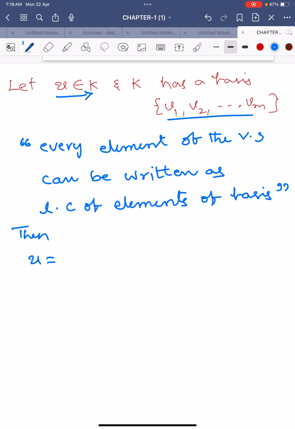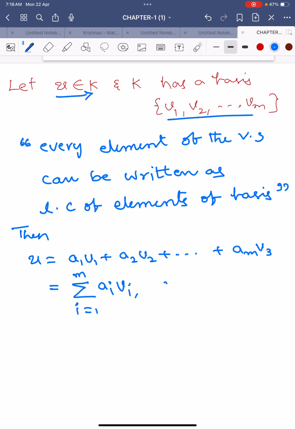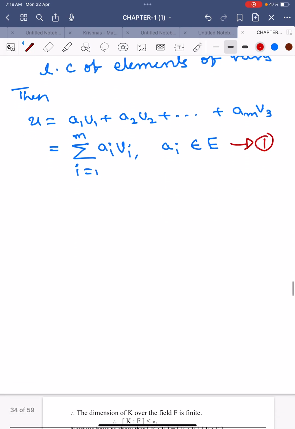So I write like this: there exist scalars a1, a2, and so on am such that u equals a1 v1 plus a2 v2 plus and so on plus am vm, which is equal to summation over i equals 1 to m of ai vi, where these ai belong to the field capital E, because K is a vector space over capital E. Let it be equation number 1.